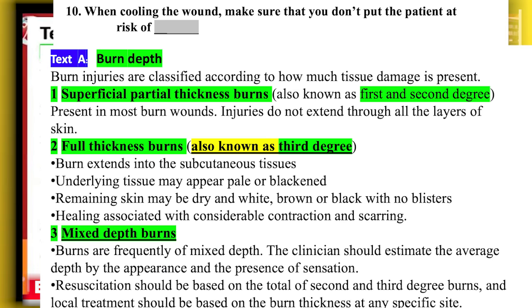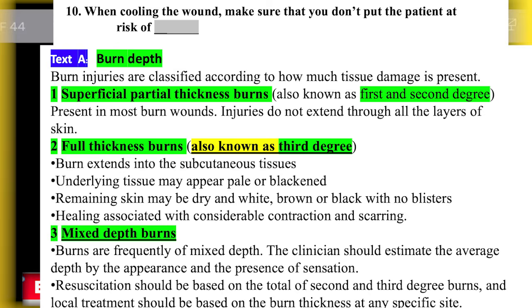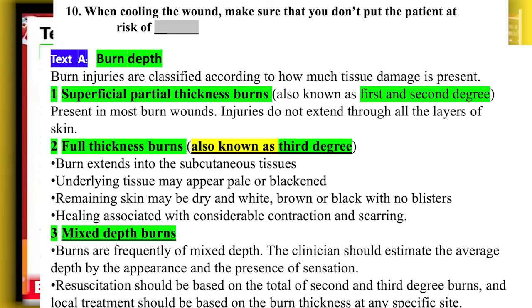We can read that the clinician should estimate the burn depth by the appearance and the presence of sensation. Here in the question stem they asked about look, and in the text they mentioned the appearance. So we can see that the answer is sensation. So there is sensation in the affected area. So that is the answer in question 8.